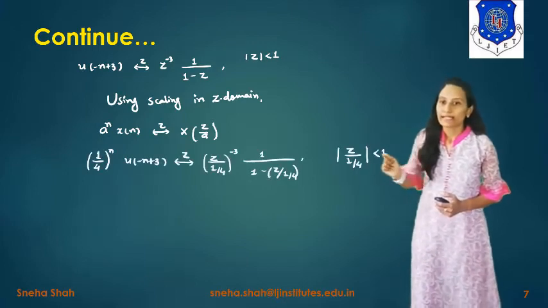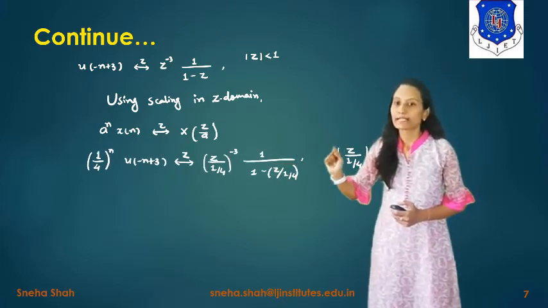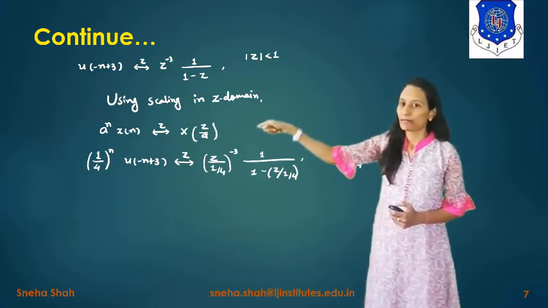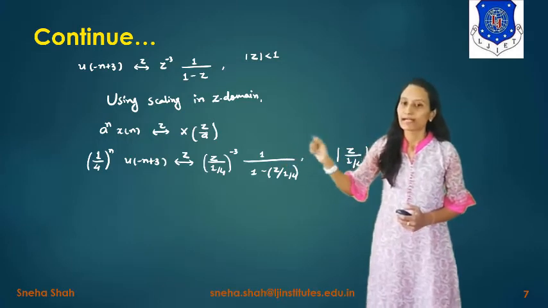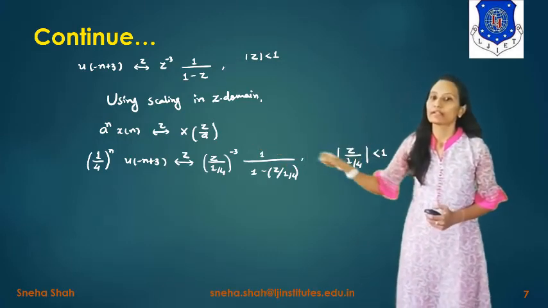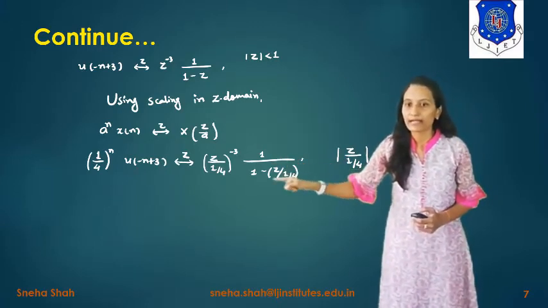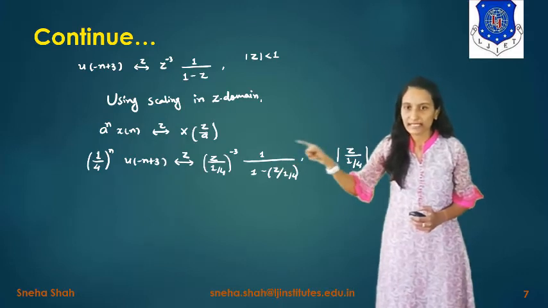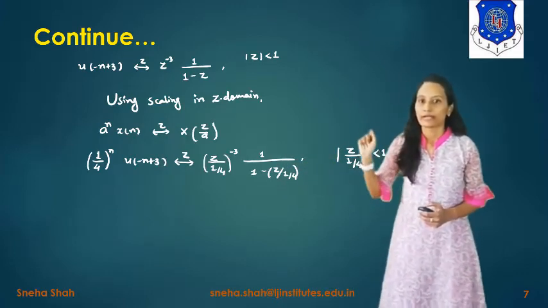So if we take (1/4)^n u[-n+3], you can compare this equation with the above equation. You can see that the value of a equals 1/4. So instead of z, we will take z upon 1/4 in each and every term. The term will be like this: (z/(1/4))^(-3) into 1/(1 - (z/(1/4))).